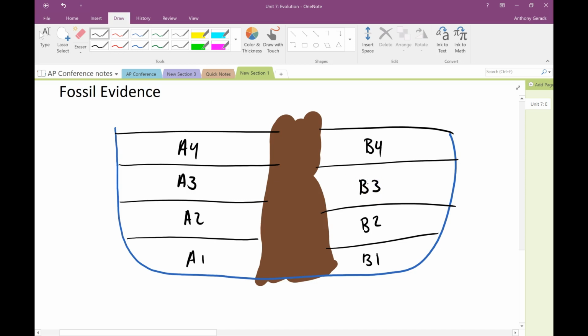If I wanted to see the most recent fossils, which layer would I look in? A4 and B4. Okay, I'd look in both of them. So I'd look in A4 and B4 because those are the two top layers. They're separated though. There's a physical geographical separation between the two right here. So they're separated from each other, but they're on the most recent part.